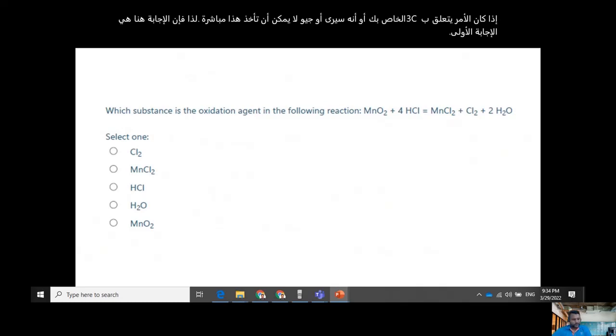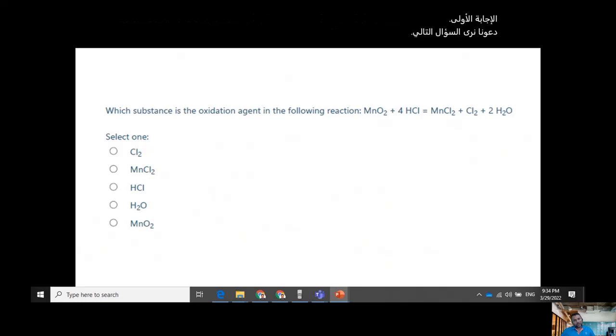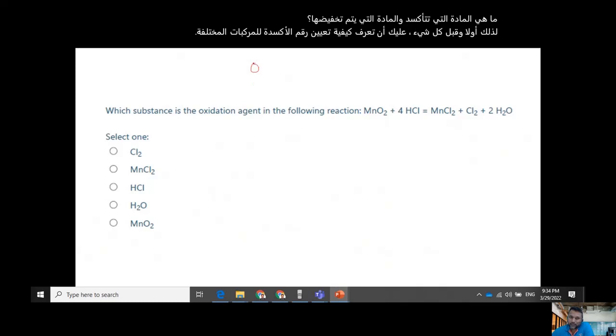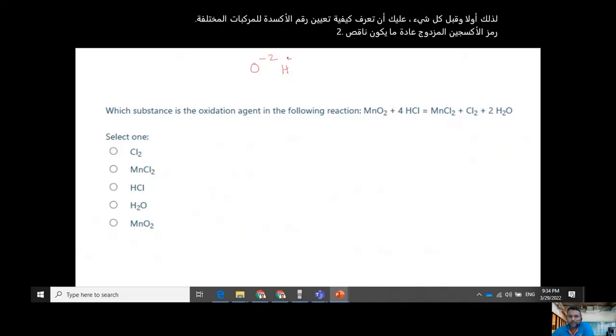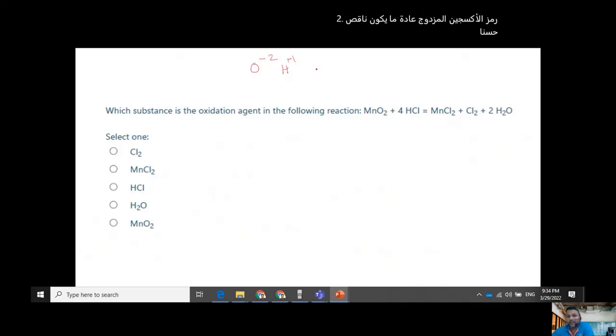Let's see the next question. This one is talking about which substance is getting oxidized and which substance is getting reduced. So first of all, you have to know how to assign oxidation numbers for different compounds. Simple rule, oxygen is usually -2. Okay, hydrogen is usually +1. And halogens like fluorine, chlorine, bromine, iodine, that is the group 7 elements, usually -1. Not always, there are exceptions, but usually.